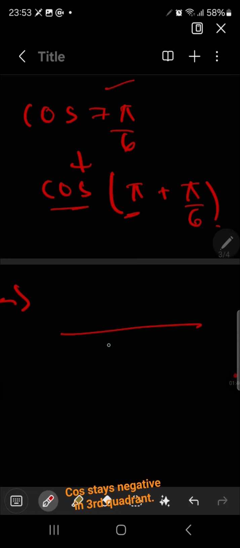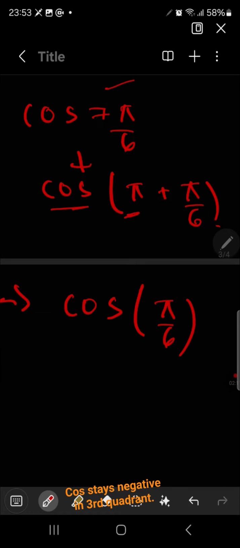If you check on the quadrant, cos pi, pi means 180 degrees. Once it is 180 degrees, we know that it never changes, because this is the x-axis and this is the y-axis. In the y-axis, the cos sign always changes, but on the x-axis it never changes. So hence on the x-axis it will not change, and we have cos of pi by 6.